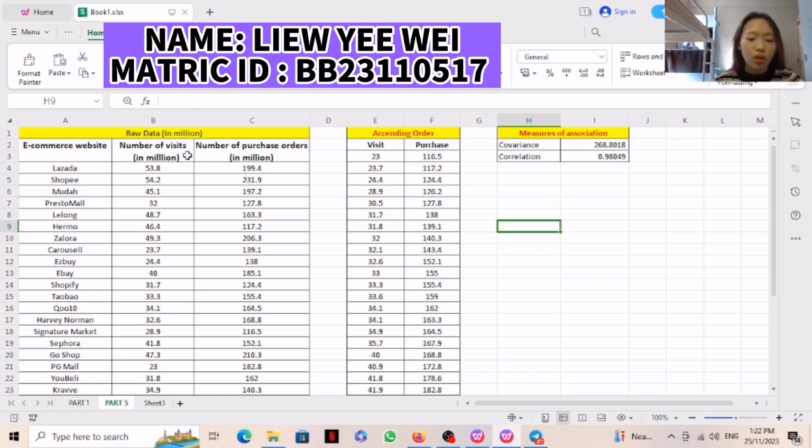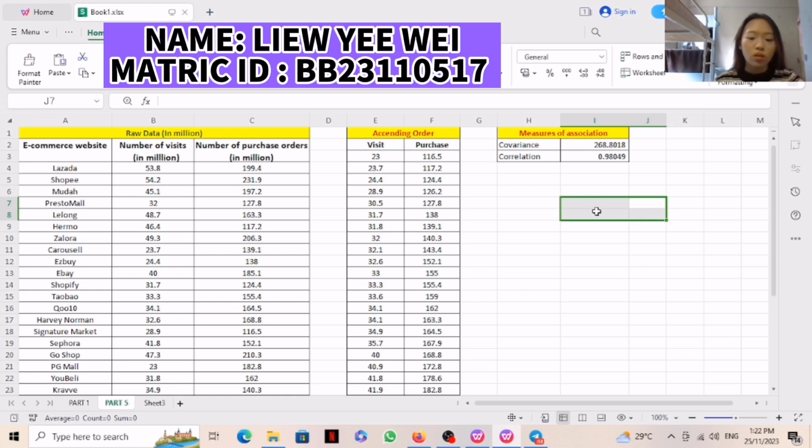Here are the number of visits to e-commerce websites in million, and this is the number of purchase orders in million. After that, we need to build an ascending order table for the number of visits in million and the number of purchase orders in million. Then we need to build a table for measures of association.